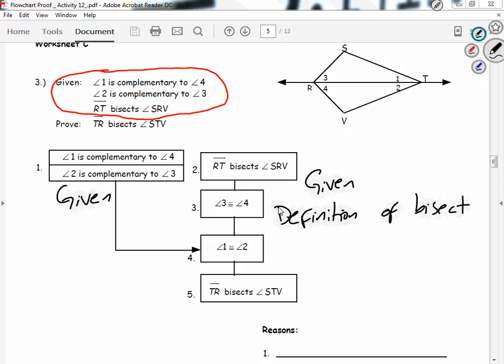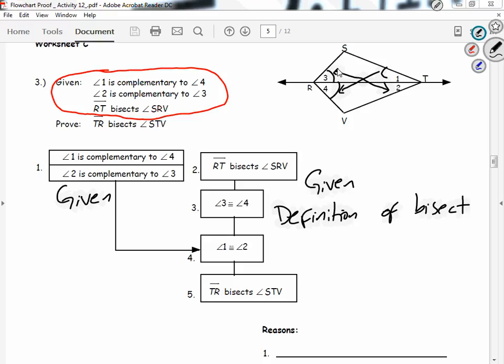Every time one of the statements is a rule, and the other statement is what the rule does, that's the definition of such rule. Okay, so we had that angle 3 and angle 4 are equal. That's what we just said. But remember how angle 1 is complementary to angle 4, and angle 2 is complementary to angle 3. So angle 1 complements angle 4, and angle 3 is complement to angle 2, or the other way around.